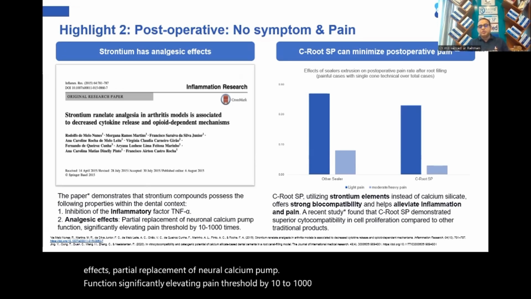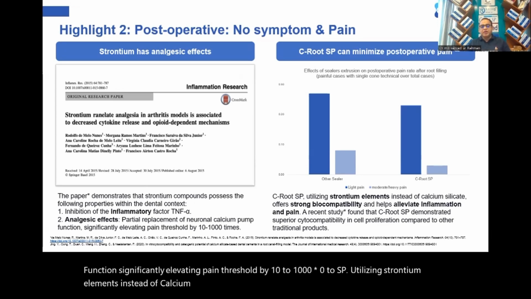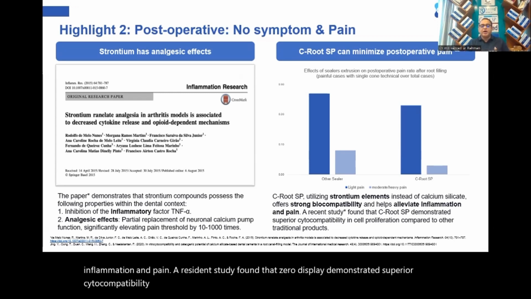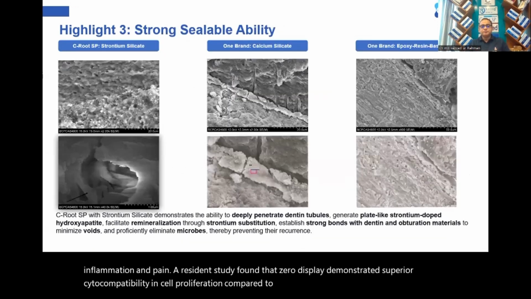Root SP, utilizing strontium elements instead of calcium silicate, offers strong biocompatibility and helps alleviate inflammation and pain. A recent study found that Root SP demonstrated superior cytocompatibility in cell proliferation compared to other traditional products.